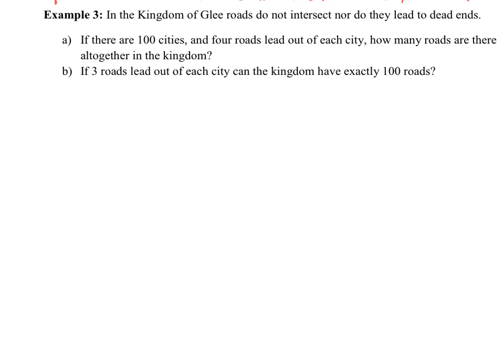Okay, so in the Kingdom of Glee, the roads perform kind of like a graph. They don't cross over each other or they don't intersect. And in graphs, you don't sort of jump from one edge to another. So that's the intersecting part. And there's no dead ends in a graph because every edge has to end at a vertex. So we can comfortably represent this Kingdom of Glee as a graph where our cities represent vertices and the roads represent edges.